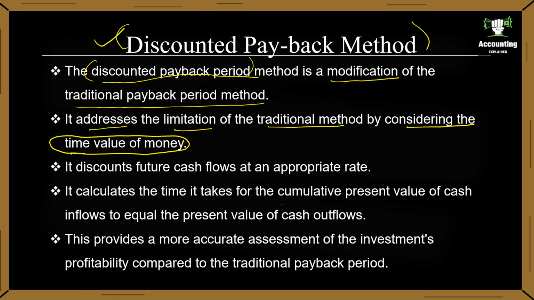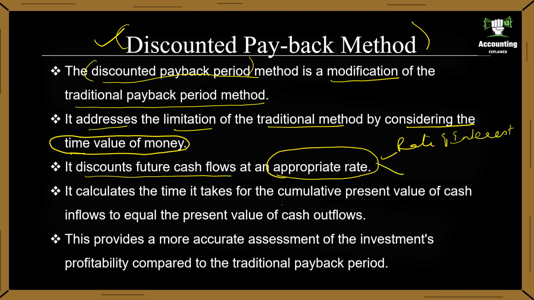It discounts the future cash flows at an appropriate rate. Appropriate rate will be given in the question. The other names of appropriate rate are rate of interest or the discount rate. Either way, they will give it in the question as rate of interest or discount rate.